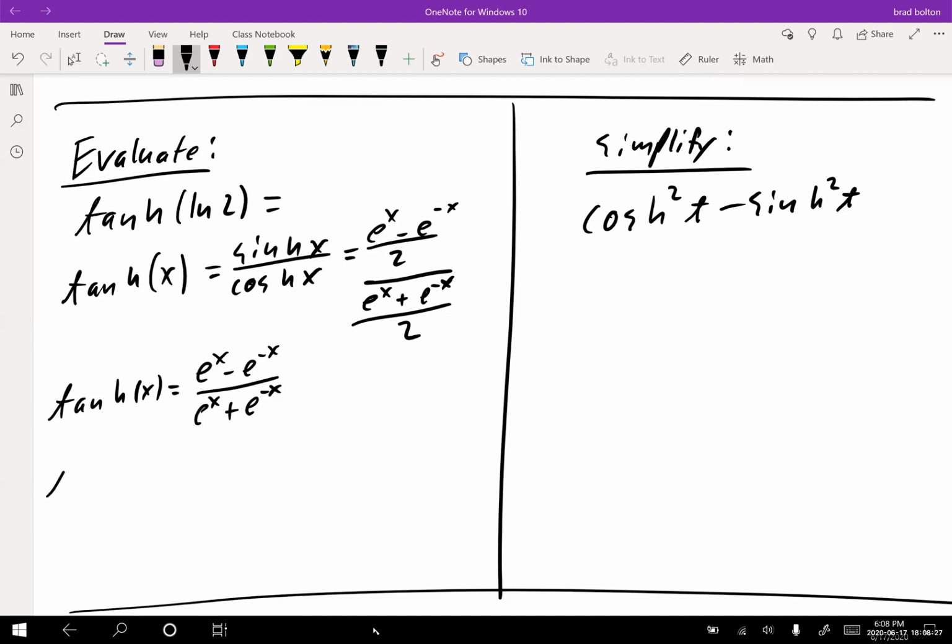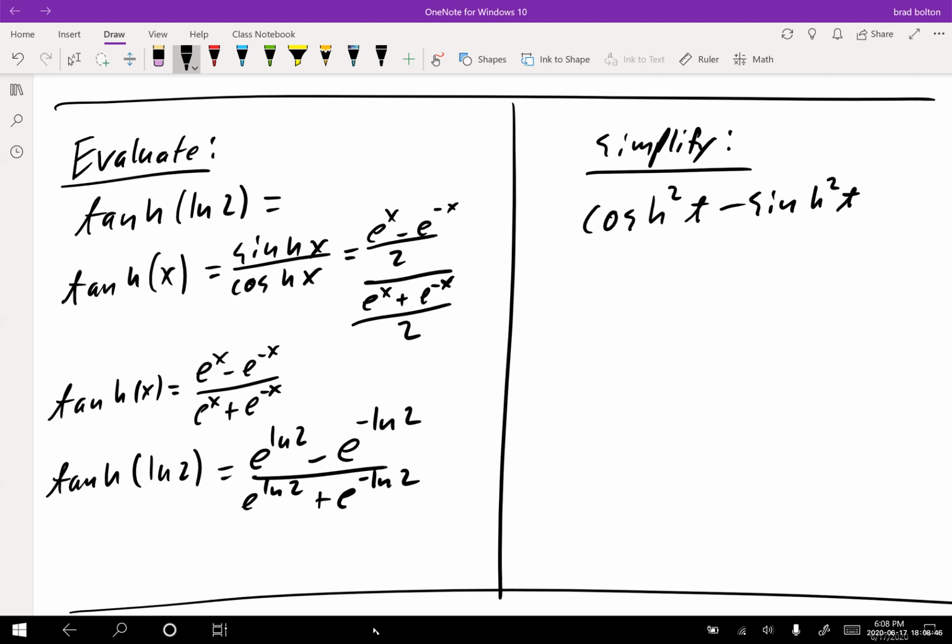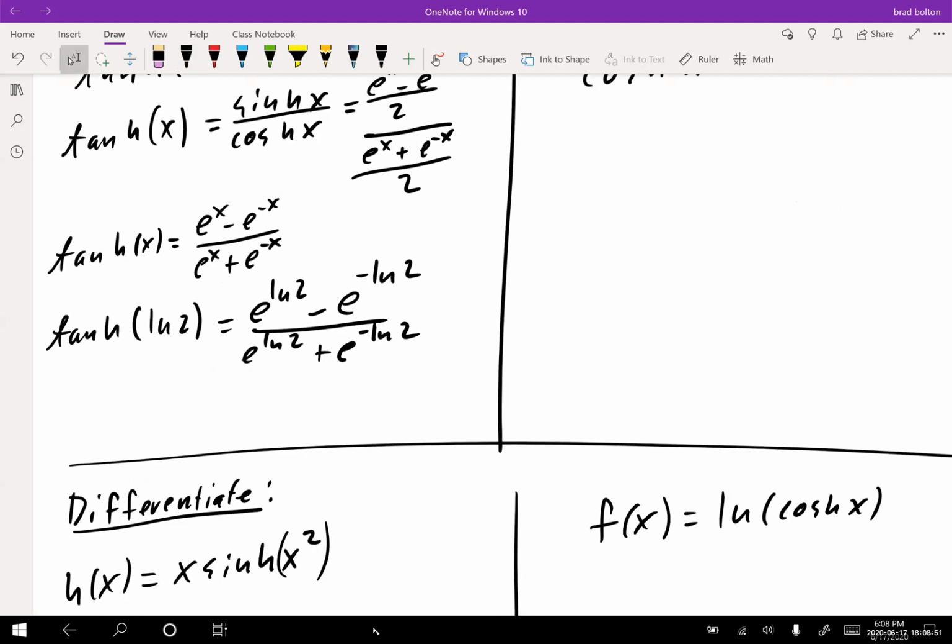So now I can do tanh of ln of 2, and that would be e to the ln of 2 minus e to the negative ln of 2 all over e to the ln of 2 plus e to the negative ln of 2. And let's see, this is going to become, going to have to do some quick cleanup here. E to the ln of 2 will just become 2. You got to put the negative back up top.